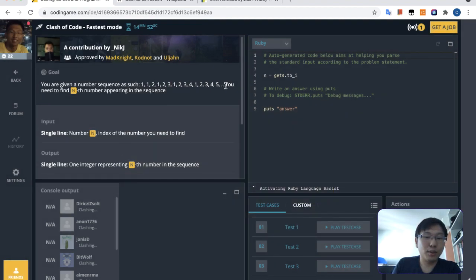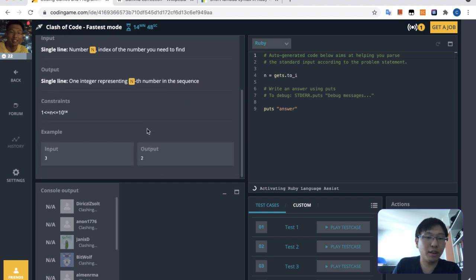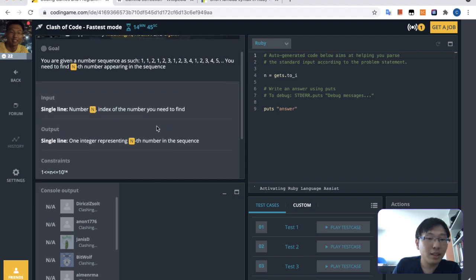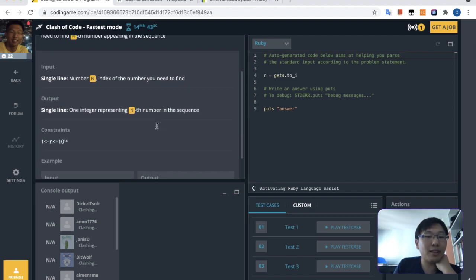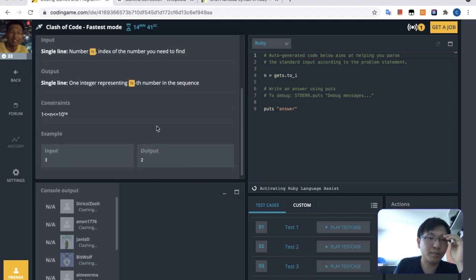1 1 2 1 2 3 1 2 3 4 1 2 3 4 5. Okay, so it's like 1 1 2 1 2 3. Find the nth number in the sequence. Single number n, the index of the number you need to find.